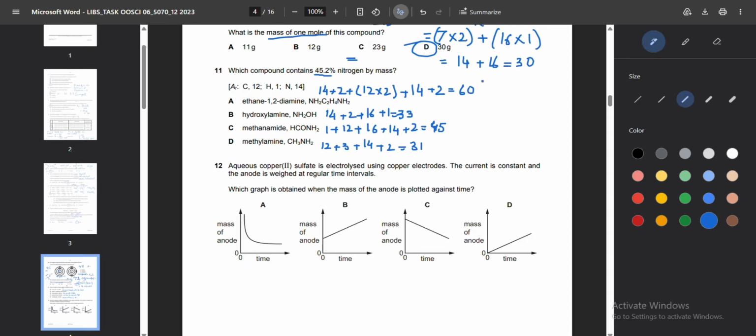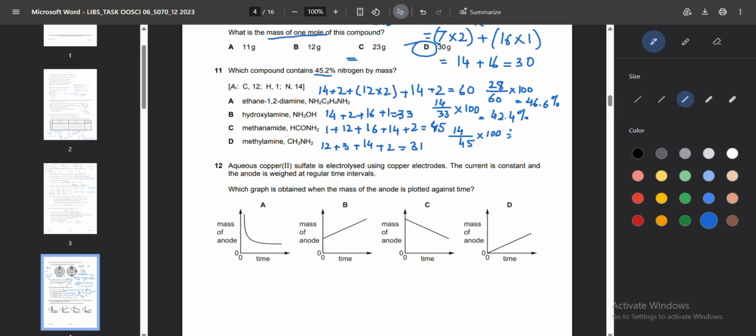Here we have 2 atoms of nitrogen, so it would be 28 divided by 60 multiplied by 100. The answer is 46.6%. Over here we have 14 divided by 33 multiplied by 100, so it is 42.4%. For the third one, we have 14 divided by 45 multiplied by 100.